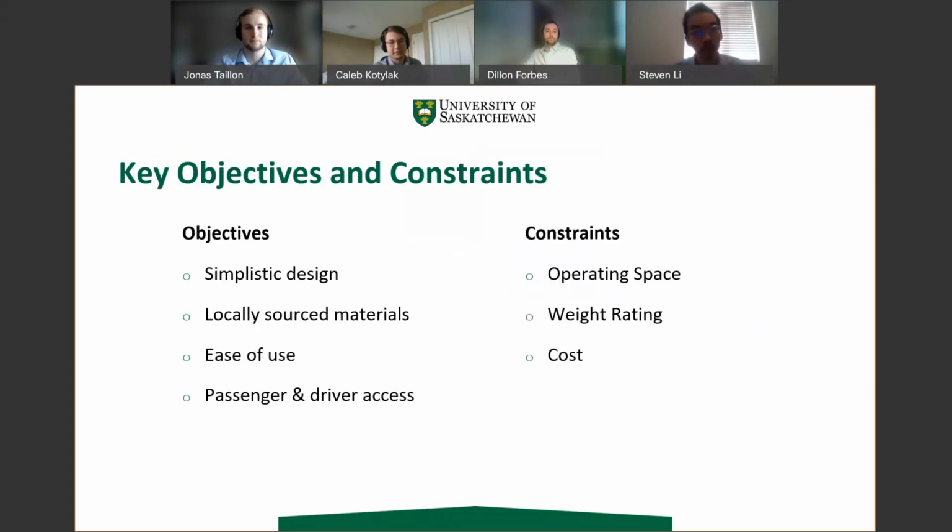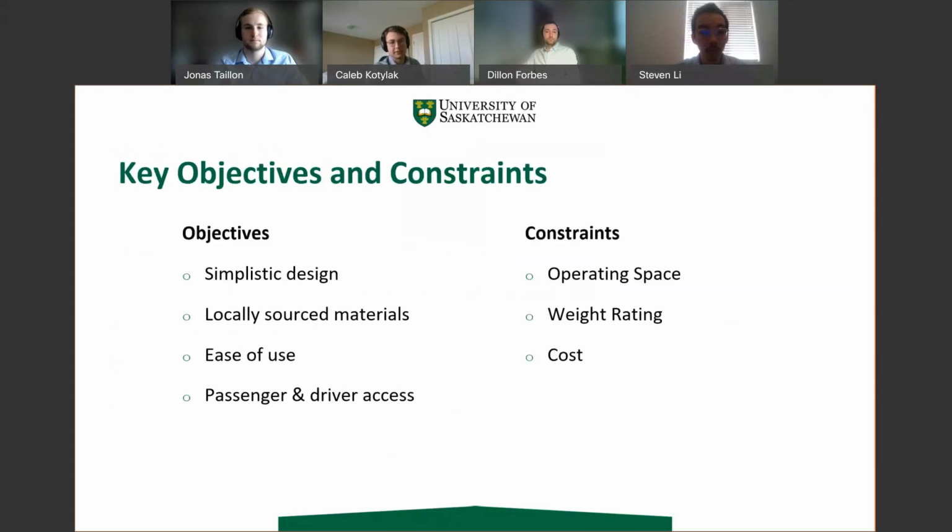The first is a simplistic design. Following this, locally sourced materials are desired, as they allow the lift components to be purchased and manufactured here in Saskatoon. The ease of use is also important due to the client's limited mobility, along with access to both the driver's and passenger's doors to accommodate for the client's future.